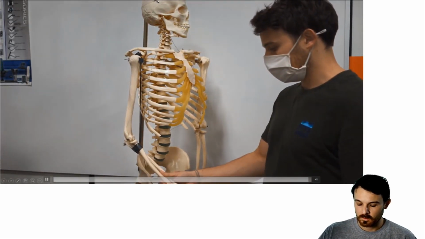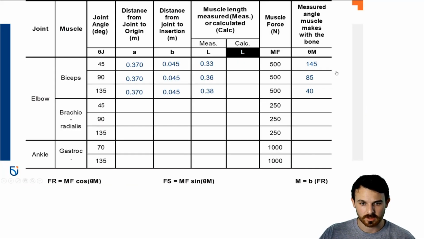What we can do now, let's go through and look at the data we recorded. So everything's in meters. So the distance from the origin to the joint is 37 centimeters. The distance from the joint to the insertion is 4.5 centimeters. The muscle length was calculated at 33, 36, and 38 centimeters. And then finally we measured the muscle angle that it makes with the bone at insertion at 145 for our 45 degrees, 85, and 40 respectively. And again, these are all in degrees, not radians.